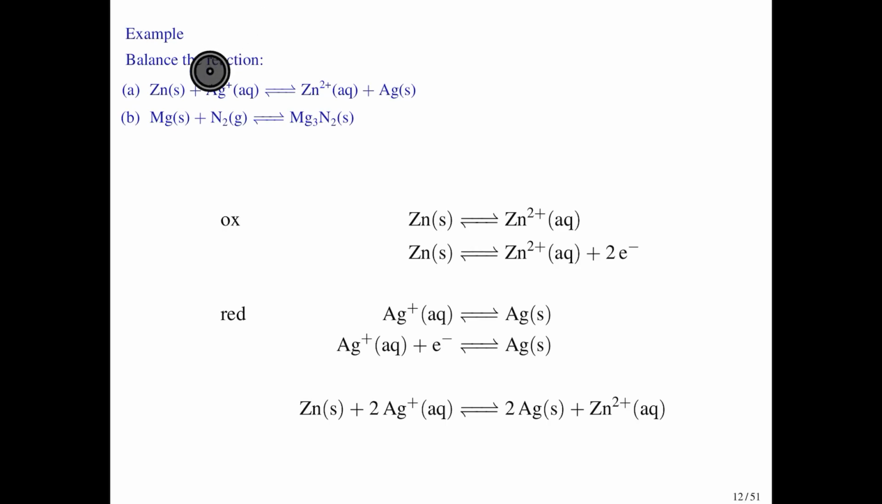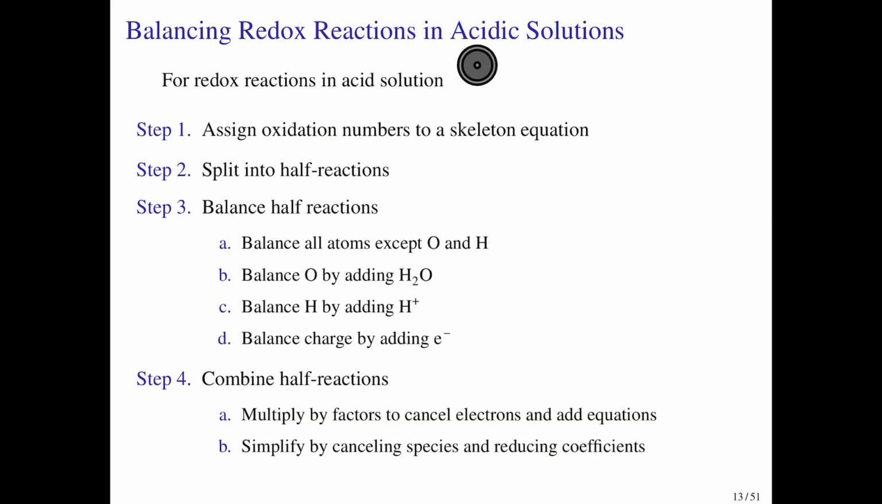Just put a 2 in front of the silvers, and then it would be balanced. Likewise, for this one, all you need to do is put a 3 in front of the magnesium. You don't really need the half reaction method for that. However, for balancing in acidic solutions and basic solutions, you're going to find that the result you would not have predicted just by inspecting the skeleton equation. So the first couple steps are the same.